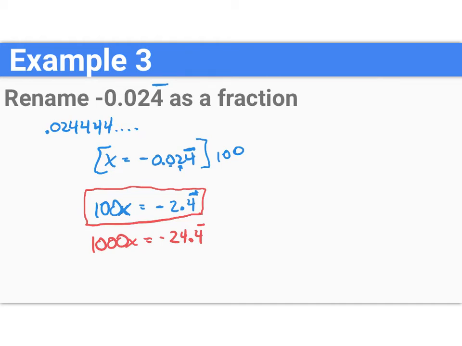Okay, so this gets a little different here. So we're going to use this equation and this equation, not this one. Before we would just use this equation, but you have to get rid of the repeating part. So we're going to subtract 100x. Two negatives make a positive. 2.4 repeating. And where did I get that from? I got that from this one right here. So as you can see, the 0.4 part drops off.